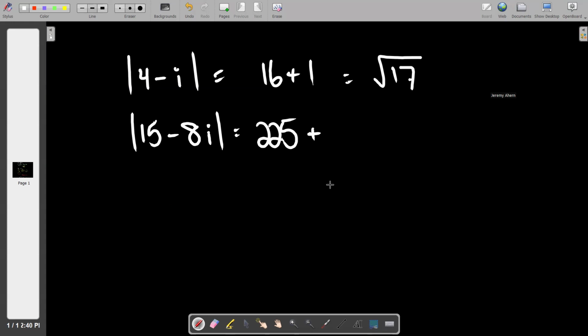8 squared? 225 plus 64? 289. And the square root of 289, who's good with their facts? What is it? That's the square root of 169. Someone whispered it.